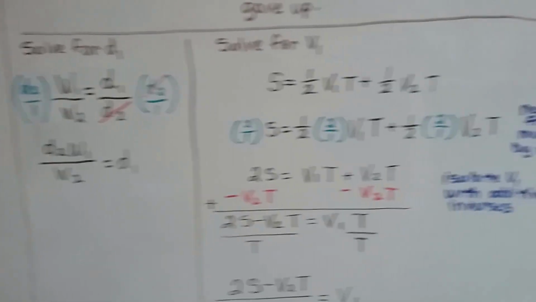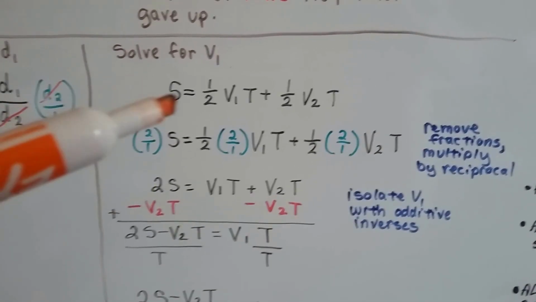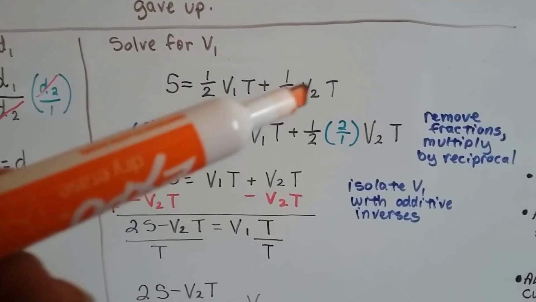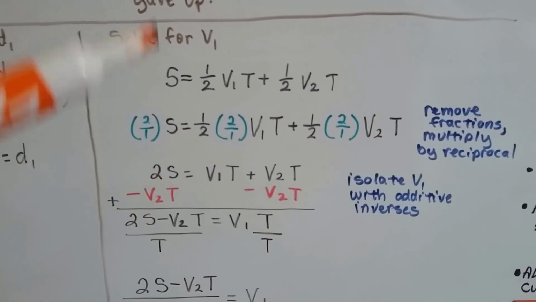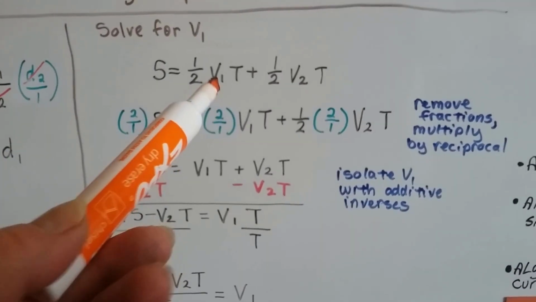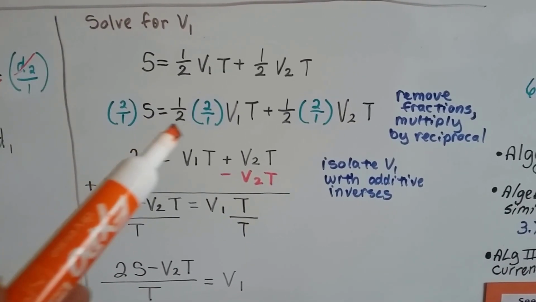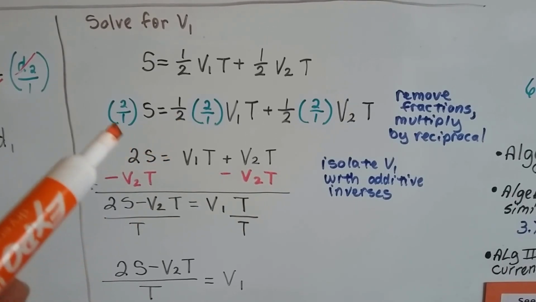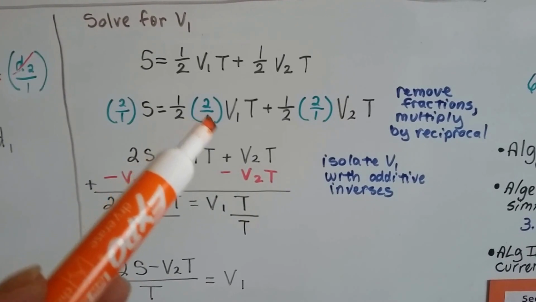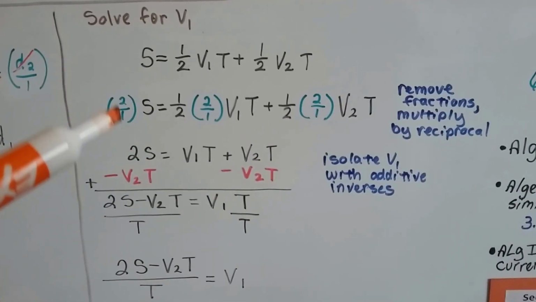Take a look at this one. This one's a little bit more confusing looking. We have S equals half V sub 1 t plus half V sub 2 t. They want us to solve it for V sub 1. That's that guy right there, isn't it? So we're going to remove the fractions by multiplying by the reciprocals. So we're going to multiply this by 2 over 1, this by 2 over 1, and this by 2 over 1. And that gives us a 2s here.